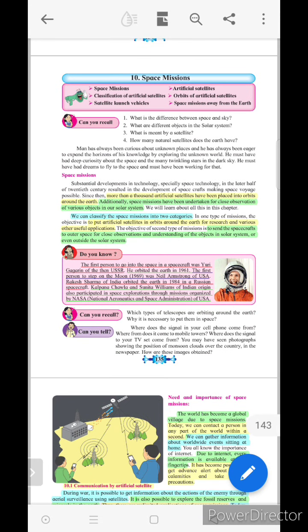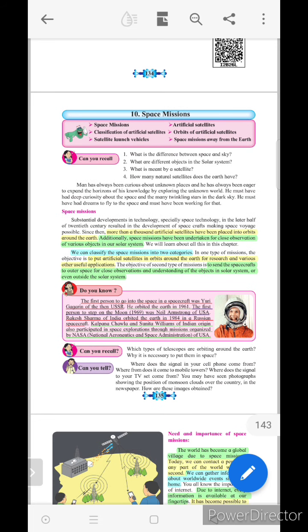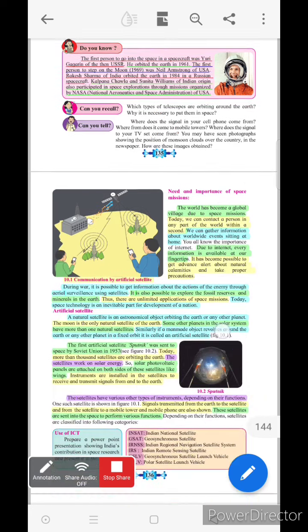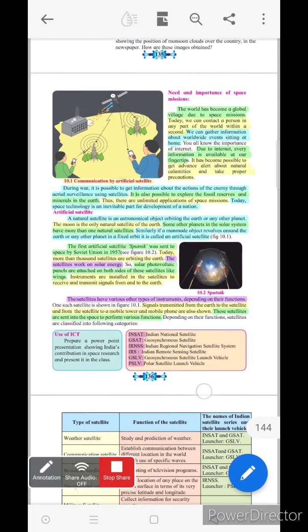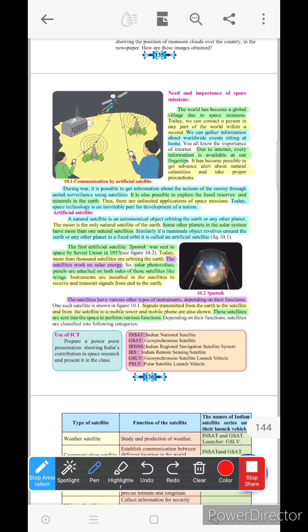In lesson number 10 on page number 135, there are two topics. One is Can You Recall and Can You Tell at the bottom of the page. These two topics are removed from your syllabus for year 2020 and 21. Now we will move on to page number 136. The topic Use of ICT. This topic is removed.